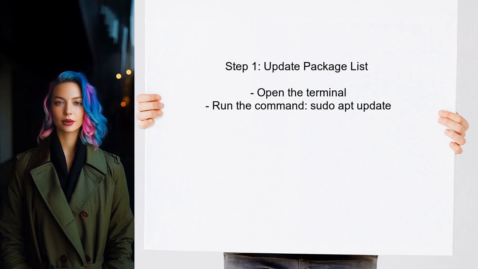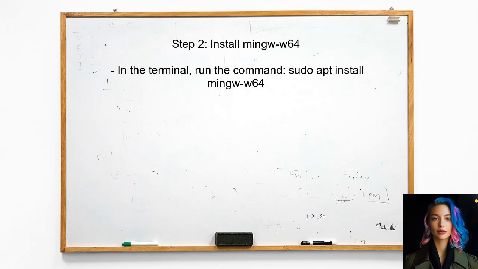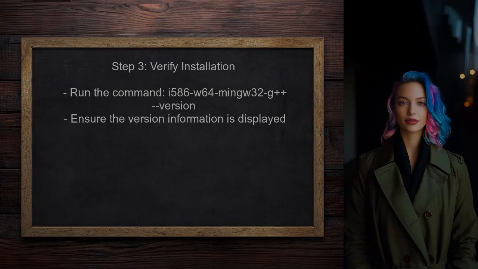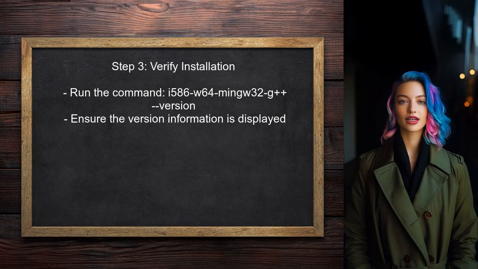To begin installing MinGW32 on Ubuntu, the user should first update their package list. This ensures that they have the latest information about available packages. Next, the user needs to install the MinGW64 package, which includes the necessary tools for cross-compiling applications for Windows. After the installation is complete, the user should verify that the MinGW64 tools are correctly installed. This can be done by checking the version of the compiler.